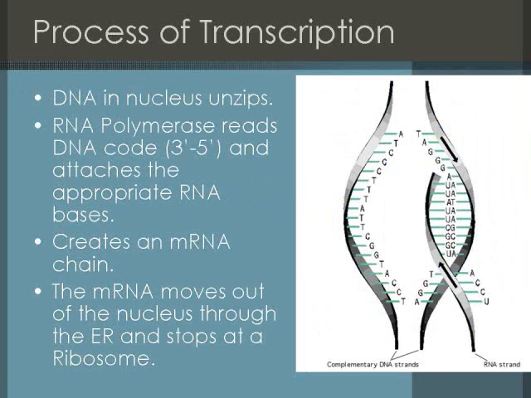The process of transcription. DNA in the nucleus will unzip, creating a little bubble. RNA polymerase, which is an enzyme that reads DNA code from the 3' to 5' direction, will attach the appropriate RNA bases to it. Remember, it will match up in the complementary pairing. So if there's an A on the DNA, there will be a U on the RNA. If there's a C on the DNA, there will be a G on the RNA, and so forth. This will create a chain of mRNA. This mRNA will move out of the nucleus through the ER and stop at a ribosome.